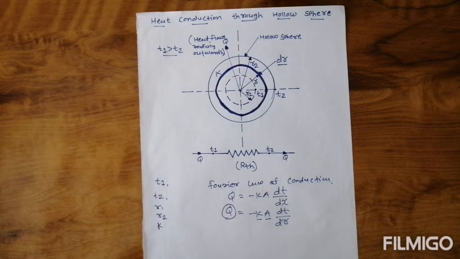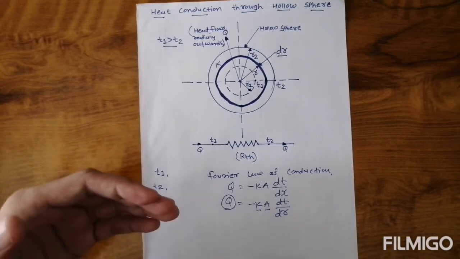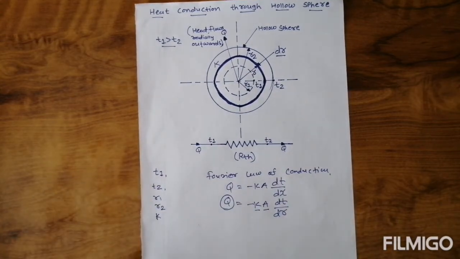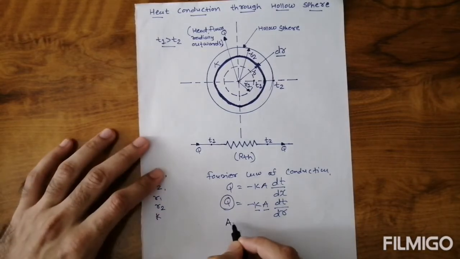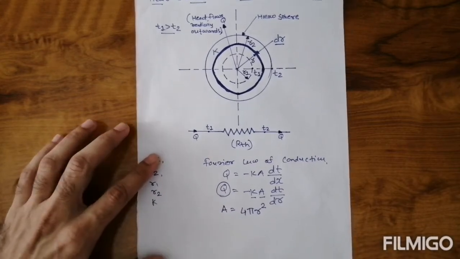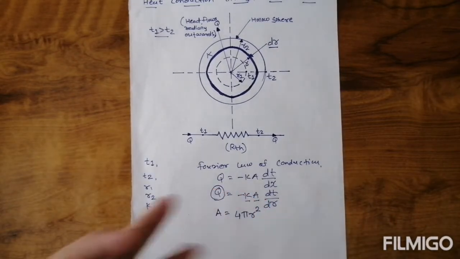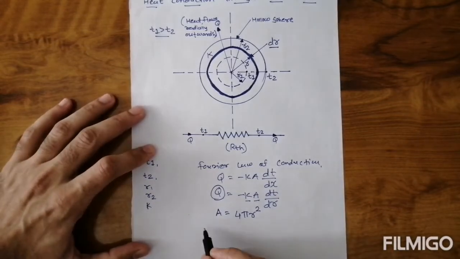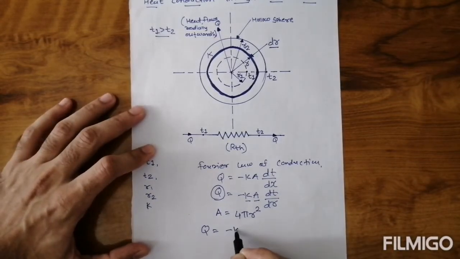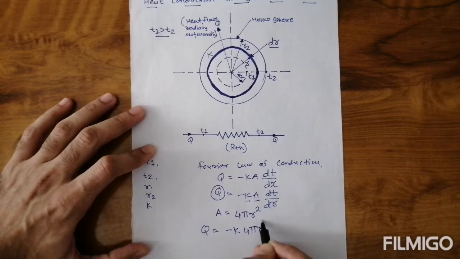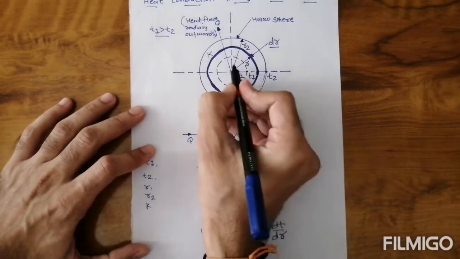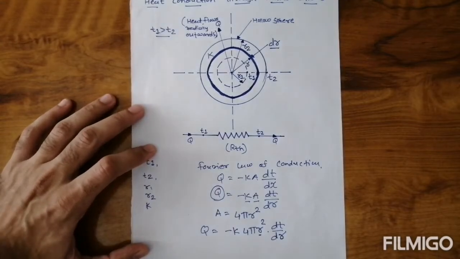Now how can we start this theory? First of all, what will be the area of a sphere? What is the equation of the area of a sphere? Normally, the area of the sphere is equal to 4 pi r square. So we just put it here in this Fourier law equation. So what will be the equation now? Q is equal to minus k 4 pi r square into dt by dr. Why should we consider r? r is the radius of that element.